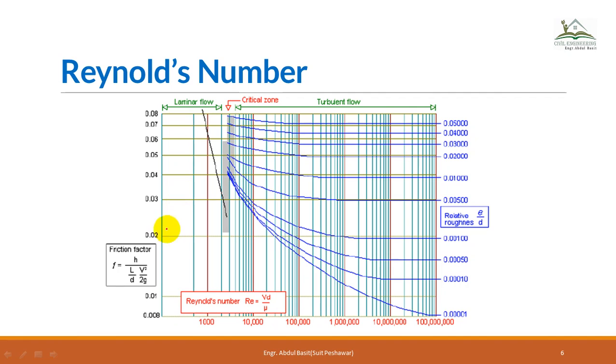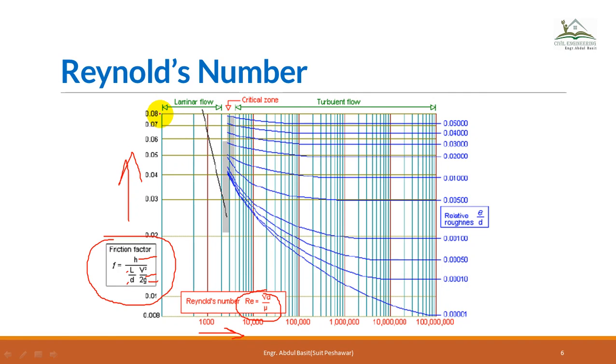Here, the Reynolds number can be determined by this formula. Already we have discussed it in previous slides. And this is the friction factor, which you can determine by this formula. This is the head, this is the length, this is the diameter, this is the velocity, this is the gravitational acceleration. So this is the sample formula which you can use for friction factor. The friction factor is given over here, and the Reynolds number is given on the x-axis, or abscissa.